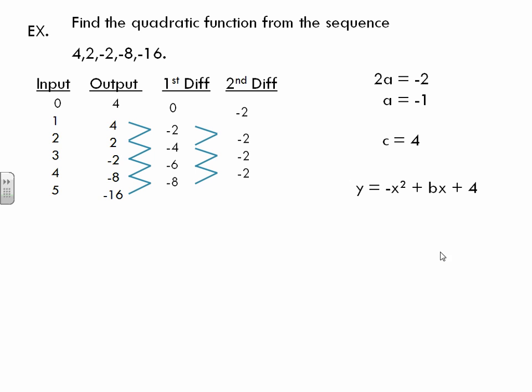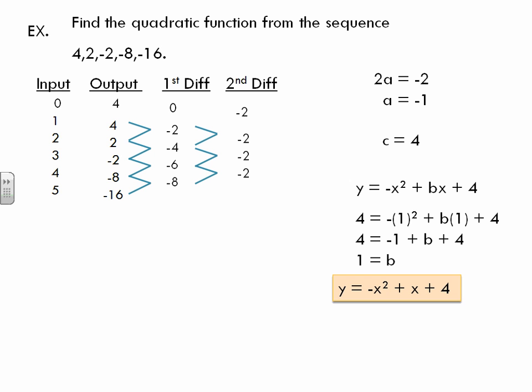So here's our equation, plugging everything in, leaving a b, because we need to solve for that. And then any of these points that you want to use, you can plug in here. So 1, 4, or 2, 2, or 3, -2. I'm going to choose 1, 4. So 4 and 1 gets plugged in, you simplify it all out, and you get b equals 1. So that means that our final answer for our quadratic equation is y equals -x squared plus x plus 4.